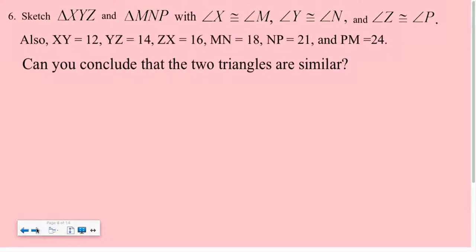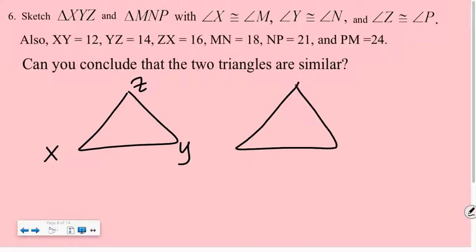Number 6. Sketch triangle XYZ and triangle MNP so that angle X is congruent to angle M, angle Y is congruent to angle N, and angle Z is congruent to angle P. They don't have to be perfect, just draw little triangles. And then make sure that you mark your angles congruent. And then your second sentence gives you all their side lengths, so take those and label your triangles.